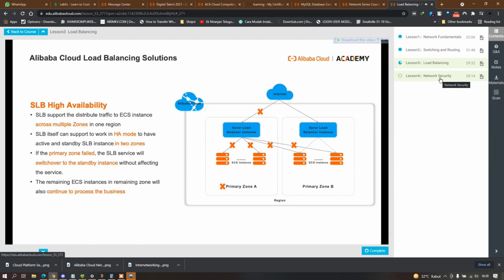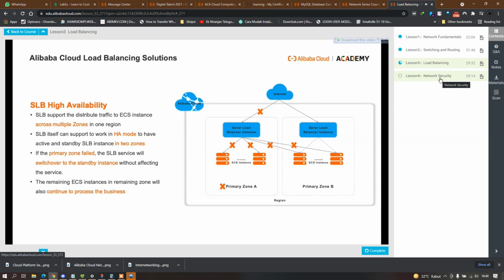In this picture, there are two SLB instances on two different zones. These two SLB instances are working in active and standby mode. If the primary zone fails, or the SLB instances on the primary zone fail, the SLB service will switch over to the standby instances on the backup zone without affecting the SLB service. So this is how the SLB itself achieves high availability.